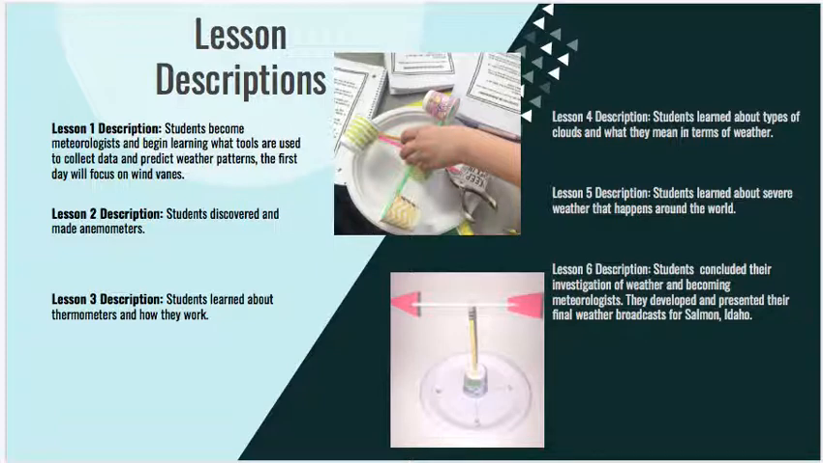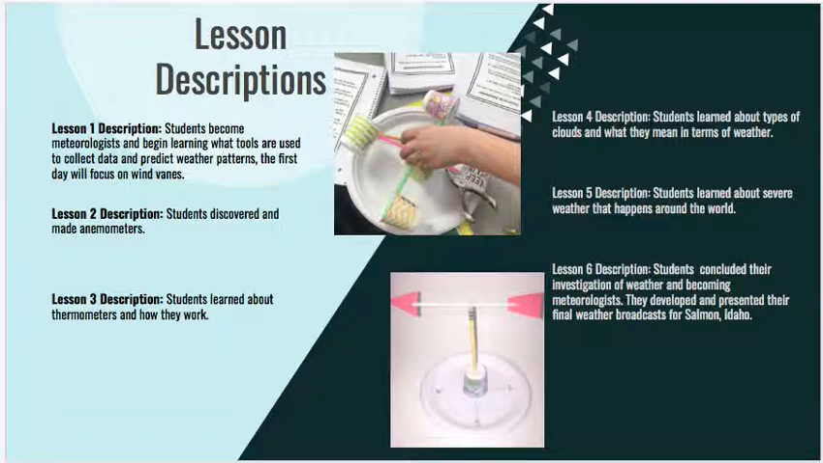For our third lesson, students learned about thermometers and how they worked. So this is one where we didn't make a model, but we did a fun little experiment with heat and expansion and how the red dye works within the thermometers. And then we did a little activity where they practiced reading thermometers as well.